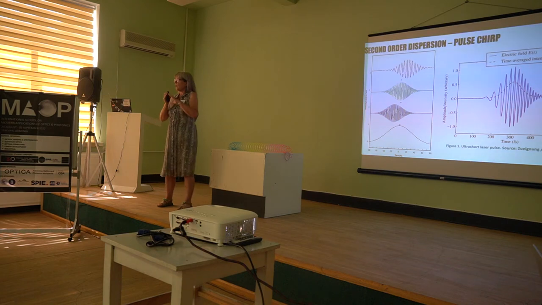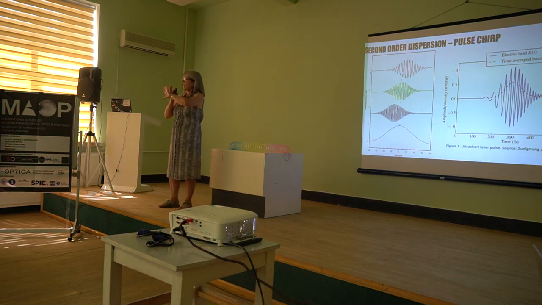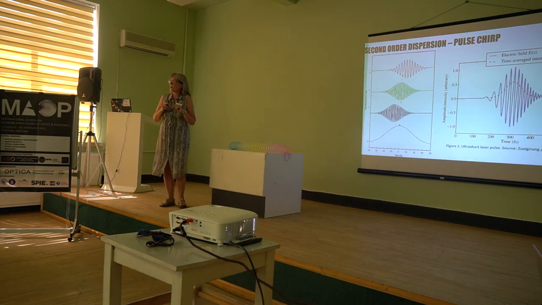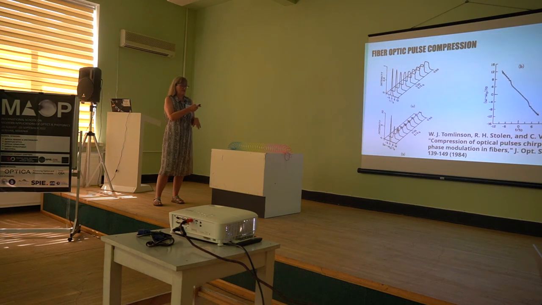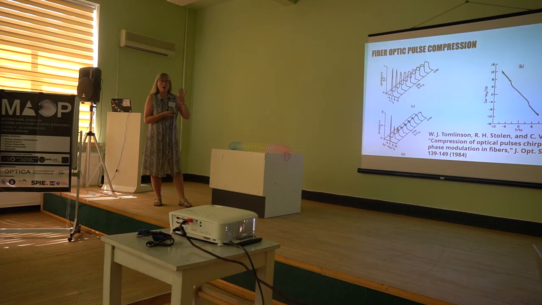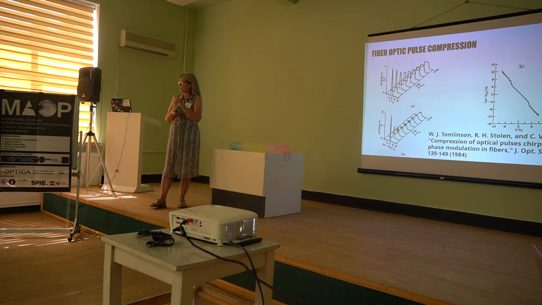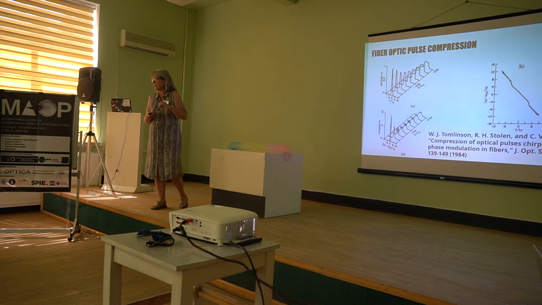This is what we want. We want nice linear, the red changing, the green changing, the blue as a nice linear curve. We know how to compress that. Self phase modulation gave us an S. This is what we want. In 1984, this came out. They said if you want to get really good short pulses, in fiber optic pulse compression of Nd:YAG lasers, this is what you're going to do.